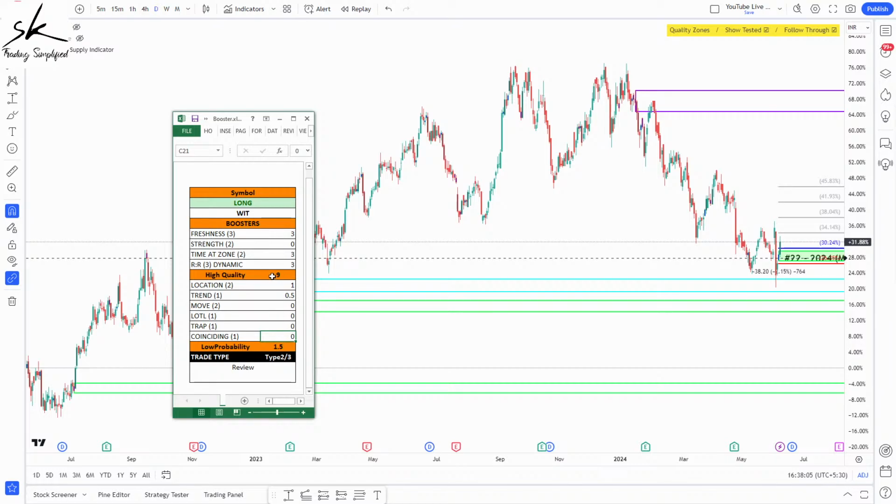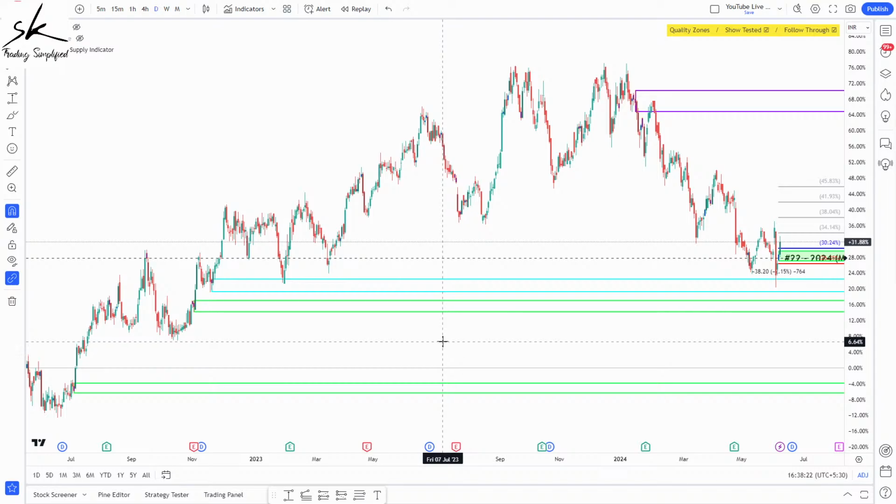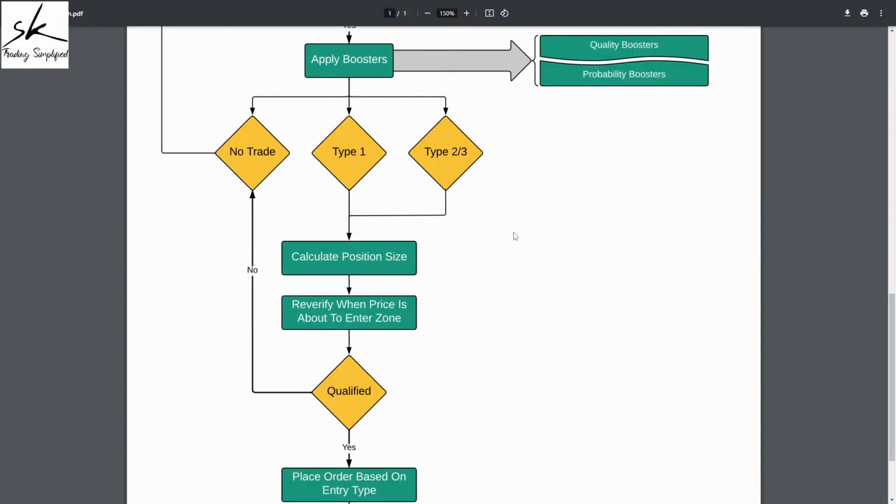So if you look at the overall scoring, we have a score of 9 for quality, 1.5 for probability, which makes it as a, sorry, not 9, my bad. This should be 2, right? So we have 8 for quality, which makes it as medium quality and low probability trade setup. And medium quality, low probability should be done as a type 2, type 3 trade. So after applying the boosters, we got to know it's a type 2, type 3 kind of an opportunity.